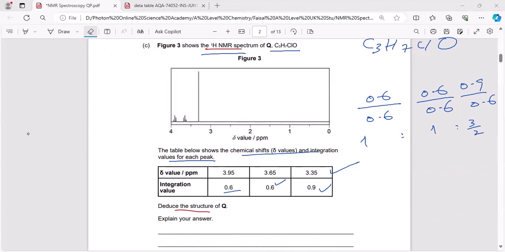Now we need whole numbers. So we multiply this with 2, multiply this with 2, multiply this with 2. This will cancel out. So 3 ratio 2 ratio 2. So the integration ratio is 2, 2, and 3.